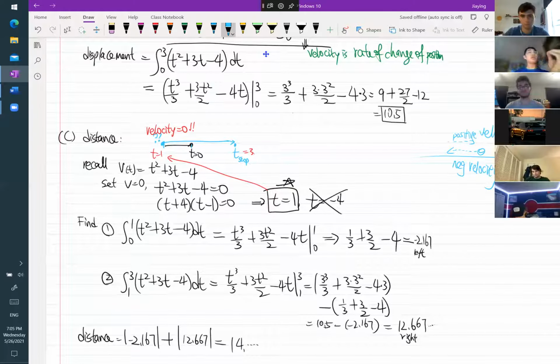And in the middle, when it goes from a negative velocity to a positive velocity, it has to pass a 0 velocity. So the velocity has to be 0 in that middle when it goes from negative to positive. That's why we set the velocity equals 0 to find t equals 1. Good question.